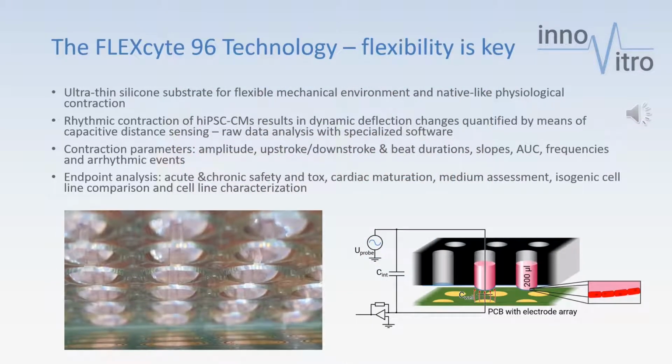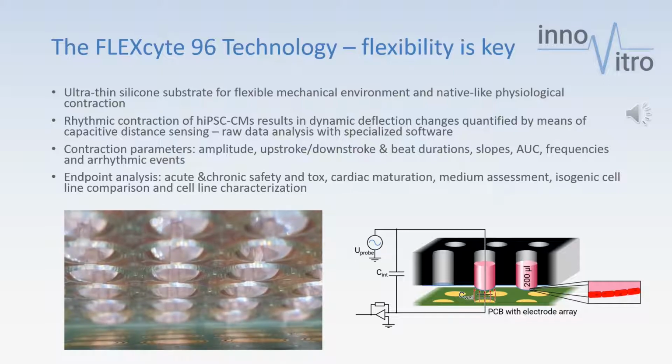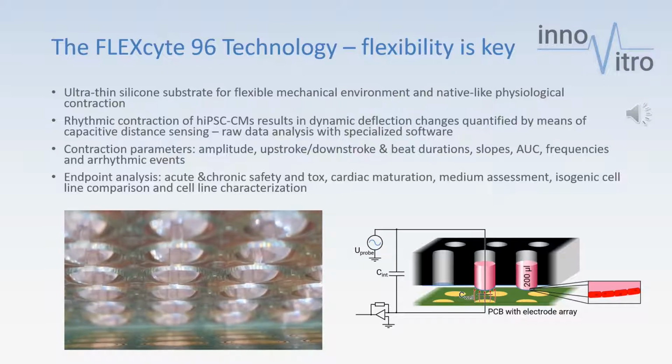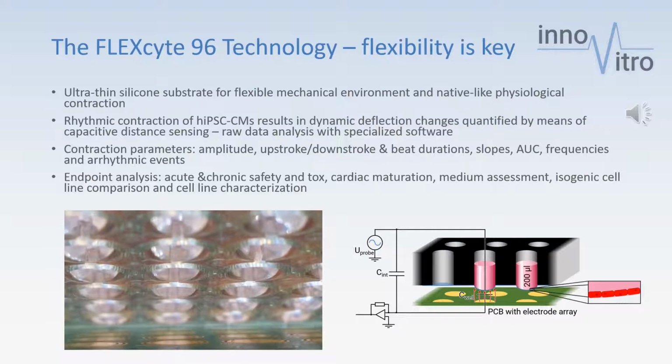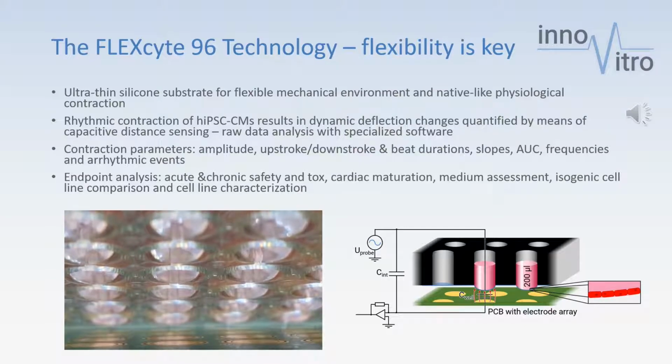The modern way to address cardiac contractility on a preclinical level is the FLEXcyte technology. Key feature of this technology are flexible silicon membranes that substitute stiff plastic or glass as surface for human iPSC-derived cardiomyocytes. The rhythmic contraction elicited by the cardiomyocyte monolayer is measured via capacitive distance sensing and then analyzed via specialized software. Contraction parameters we are focusing on are amplitude, upstroke, downstroke, and beat durations, slopes, area under curves, and frequencies, as well as arrhythmic events.